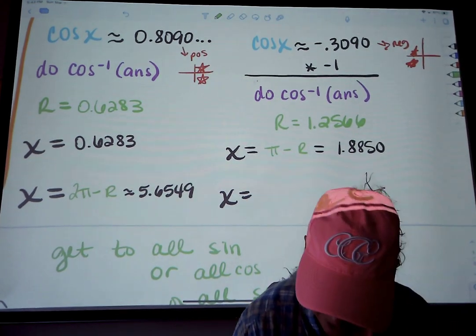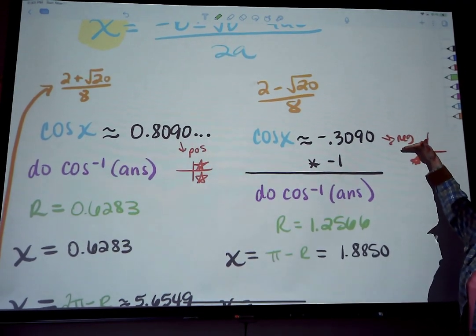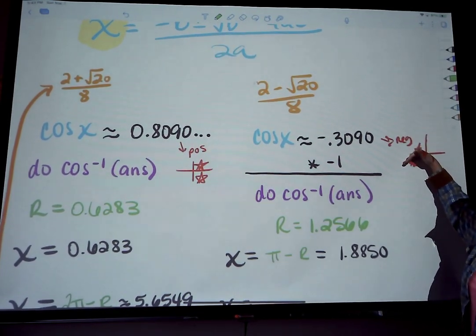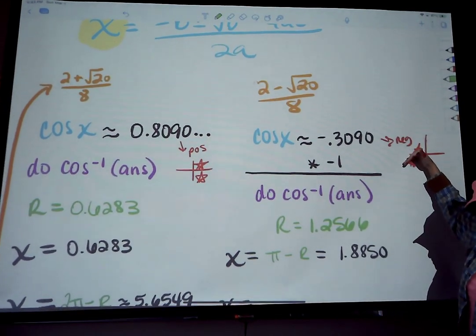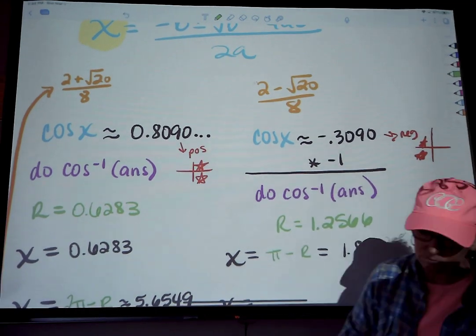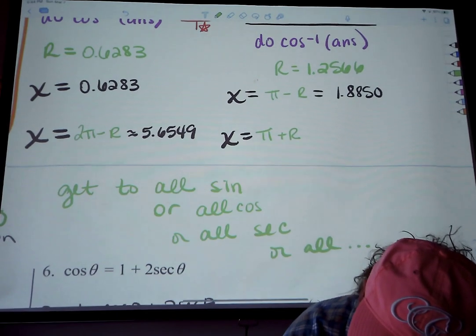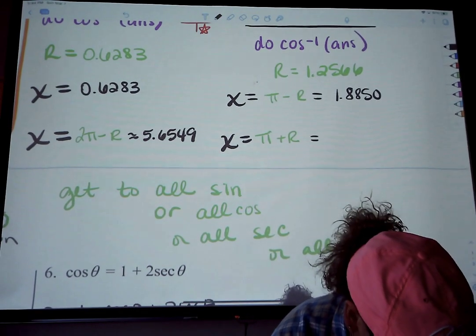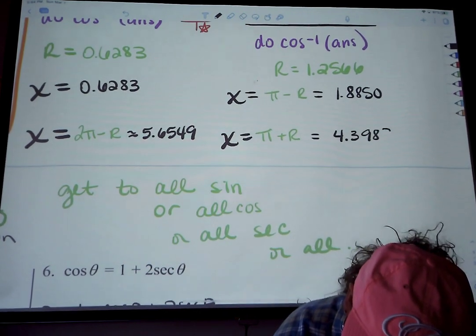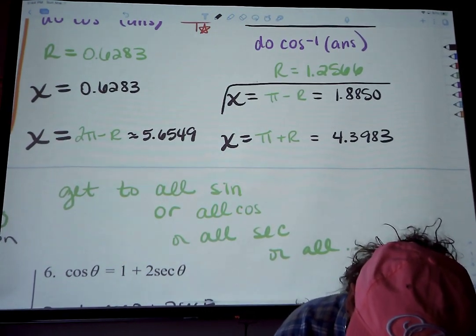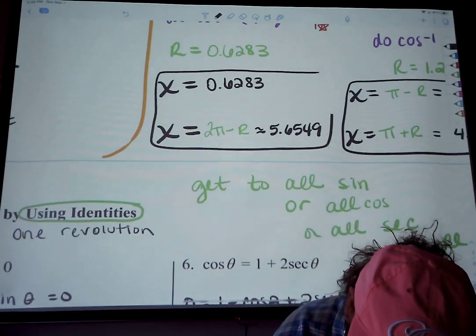Now I need quadrant 3. How do you get an angle in quadrant 3? You go all the way to pi and a little bit more. How much more? The amount of your reference angle. All the way to pi plus a little bit more, and I get 4.3983. Whew, holy moly. I got 4 terribly yucky angles.